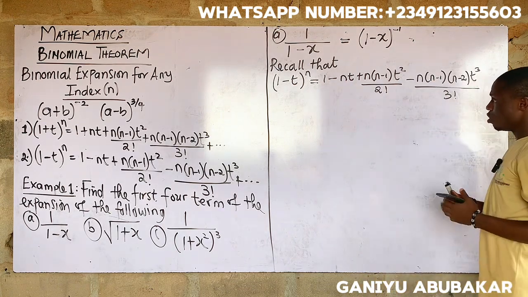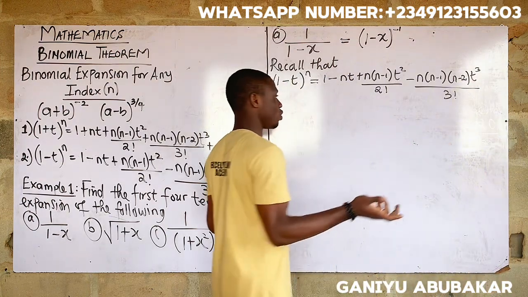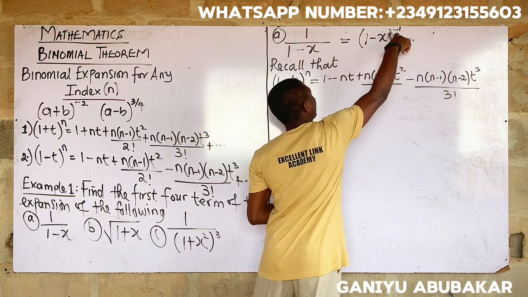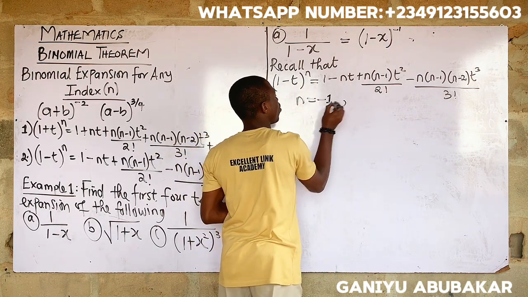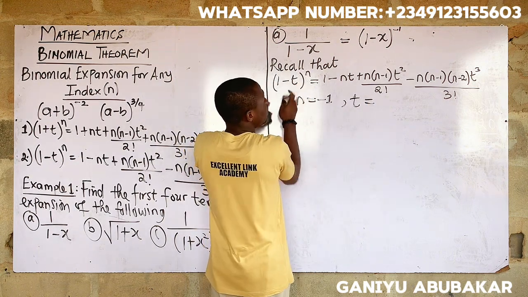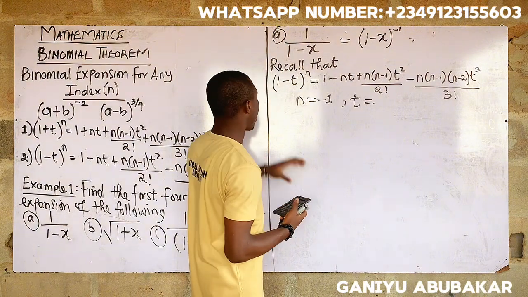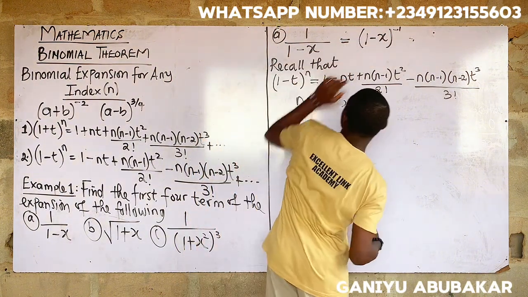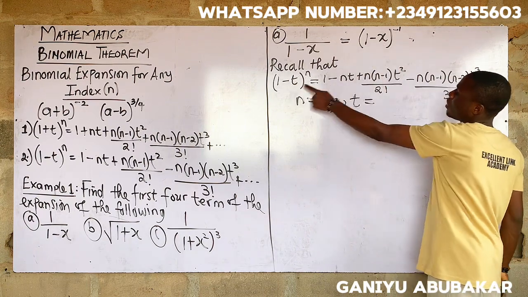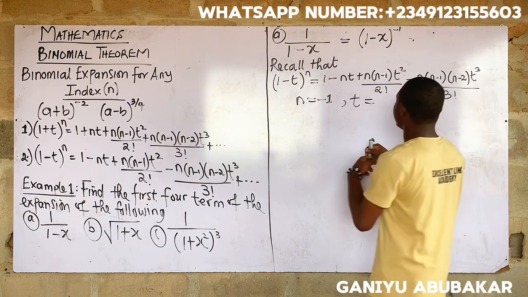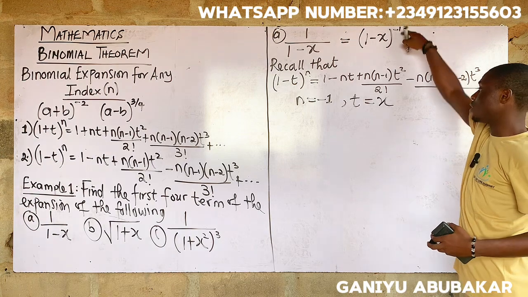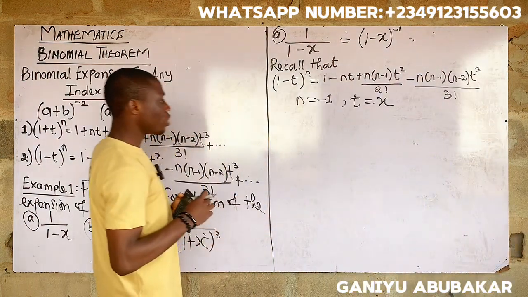So I have this one here. My task now is to get the value of n and t. That's all. So what's my n? My n is the power, which is minus 1. What's your t? Observe, I want to get t. My t is quite simple. I'll compare this with this: 1 is 1, minus is minus. Observe, t is x. So my t is x, and my n is minus 1. So I've got my n as minus 1 and my t as x.